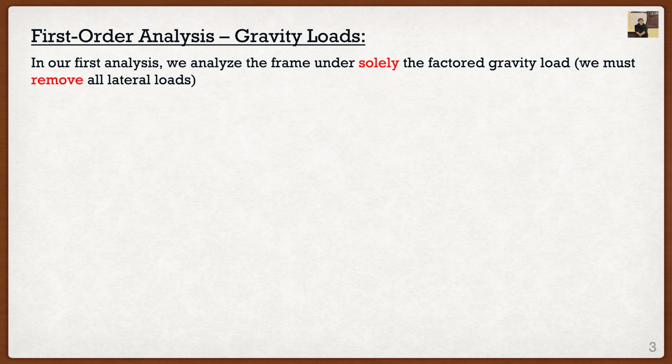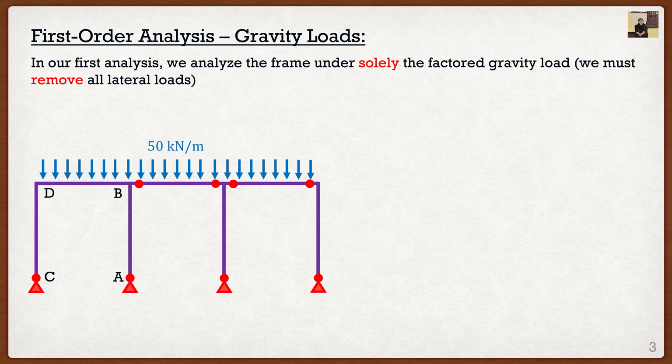So as I mentioned, we basically have two analyses to consider. The first one is going to be a gravity load analysis. Now the important thing here, and I highlighted in red, is that we are going to analyze our frame under solely the factored gravity load. This means that we must remove all lateral loads. So if we look at our frame right here, we can see that we actually have the same frame, but I removed all of these lateral loads.